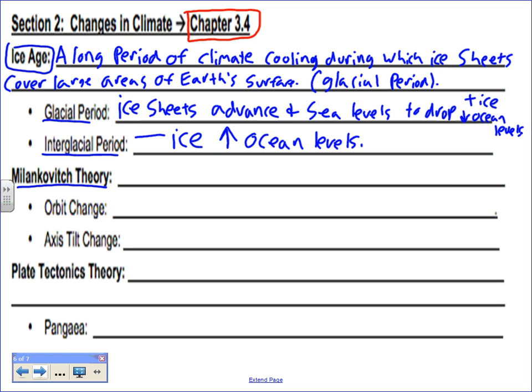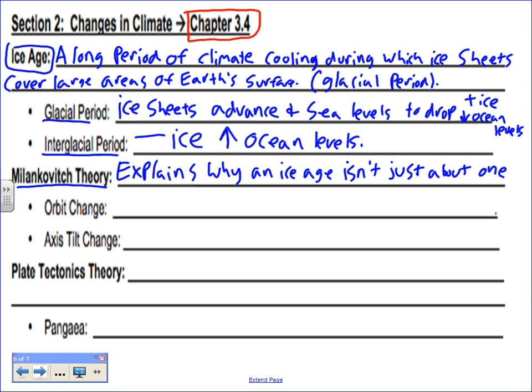And this is a theory that the scientists came up with. It explains why an ice age isn't just about one cold long spell. So an ice age isn't just about being cold for a really long time, right?